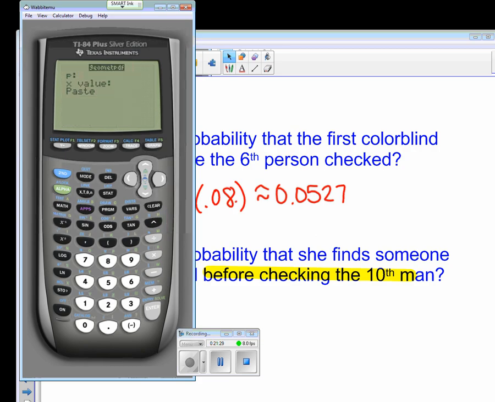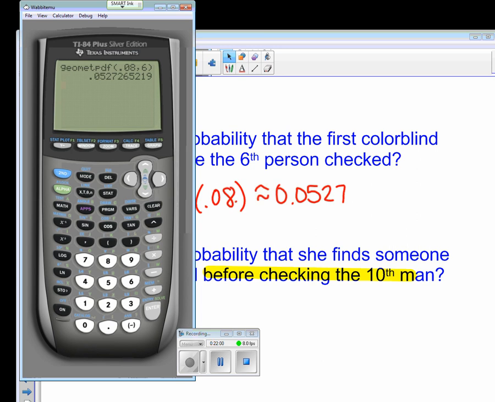What's the probability of success? Colorblind, 0.08. And in this case, the x value is going to be, when does that success happen? 6. The notation is geometPDF(0.08, 6). Guess what? Got the same answer. Okay? I want you to be able to recognize both.